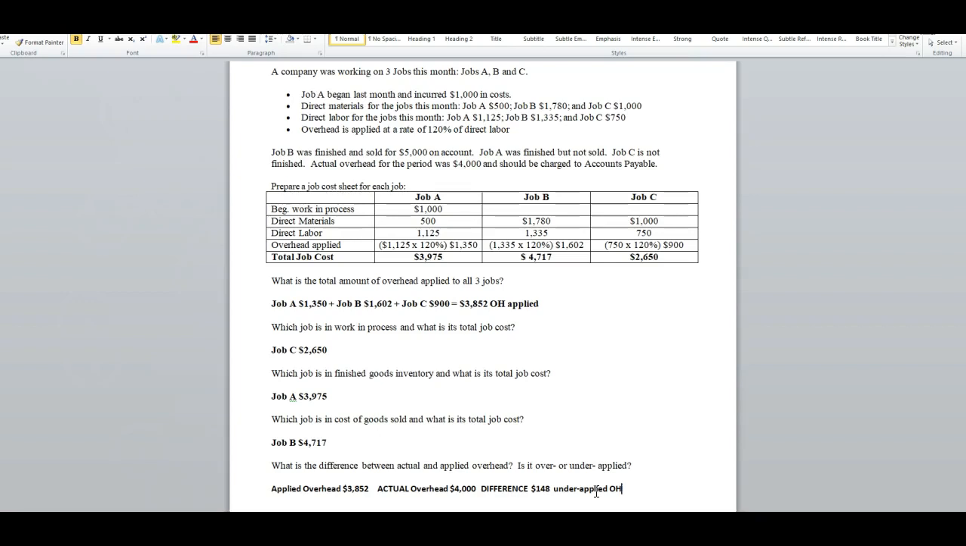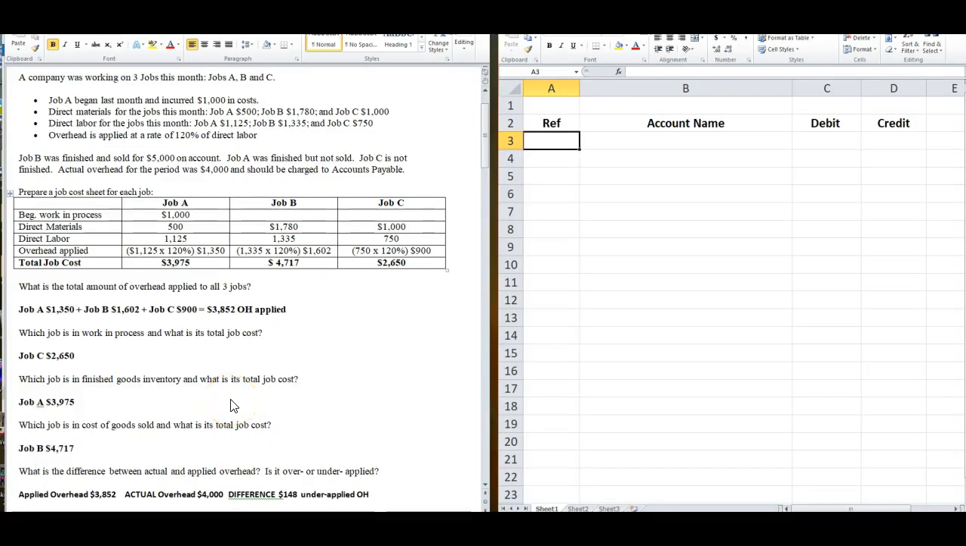If applied was more than actual, it would be overapplied. So now that we've done all the calculations, it's time to do journal entries. We have to do journal entries for every single step along the way. The first thing we need is the cost from last month.